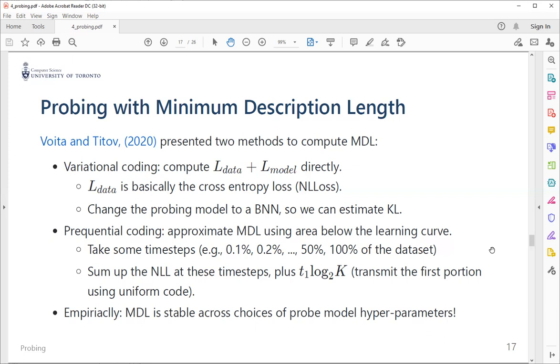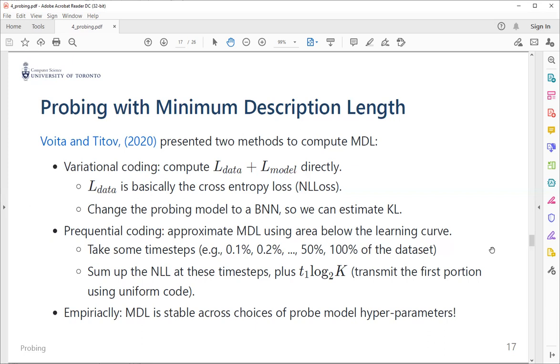So after all the transmissions are done, the code length is basically the area below the learning curve. It's approximately the area below the learning curve because it's the cross entropy at T1 and the cross entropy at T2 and then T3, all the way down to the cross entropy of 100% of the data set. So it's similar to the area below the learning curve, and it's a convenient way to approximate the MDL.